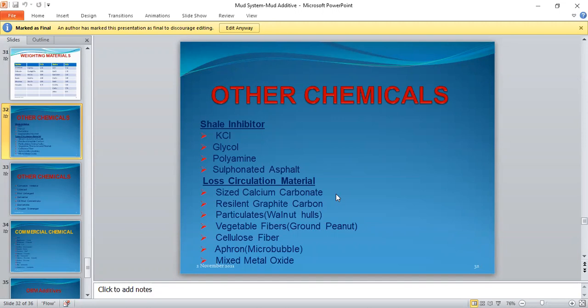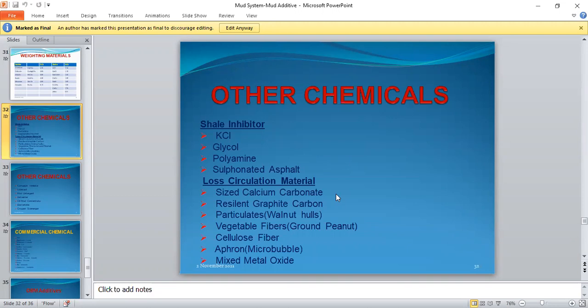Particulates, that's particles. Walnut hulls. You know walnuts. They will grind the walnut into specific particle sizes and use it. It is grain, so it will block the formation pores. Where the mud is going, as you pump it, it's inside the mud, it will just go and plug it and stay there. It will not go away again. It will just stay there while the mud will come out.